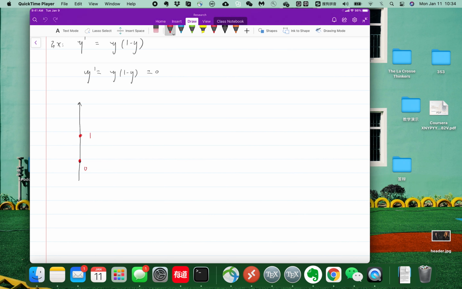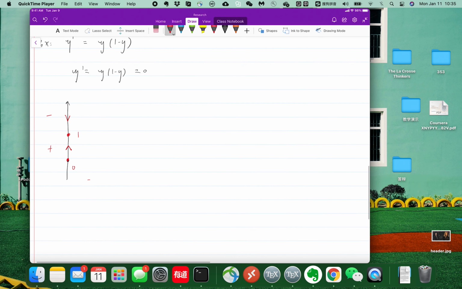This is something we have done in calculus constantly. You can either do it by argument, or you can just simply take a test point. For example, take a 2, take a 1/2, take a negative 1/2. Okay, you will be able to find it's going to be negative, therefore going down, positive, therefore going up, and negative, therefore going down for the phase line.